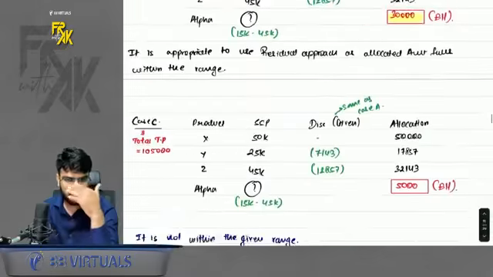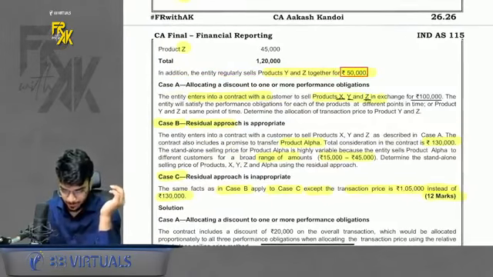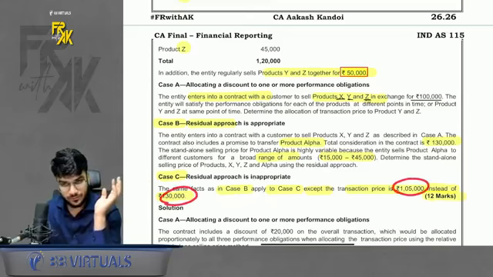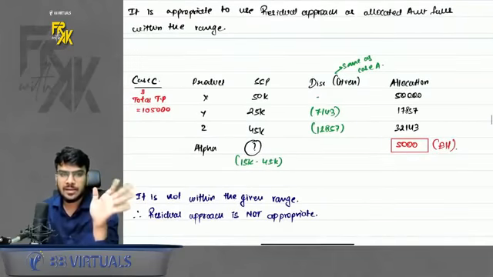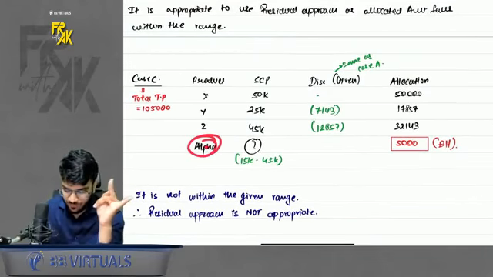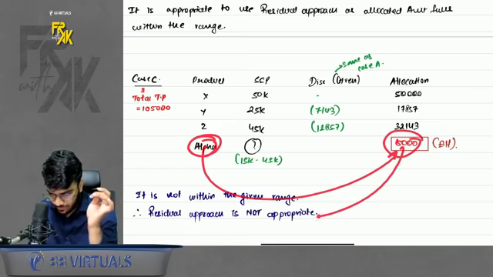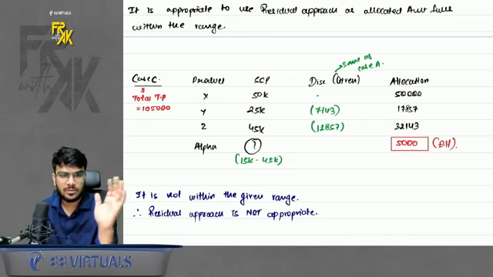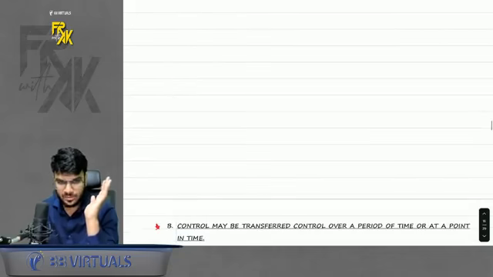It is appropriate. If you see the last case, it says everything is same, but instead of 130, we are charging 1,05,000. So here in this case, if instead of 130 you are charging 1,05,000, the allocated amount for alpha will come to 5,000. It will not fall within the range. So can you use the residual approach? The answer is no. You will say residual approach is not appropriate. Simple. I hope this is clear to everyone.